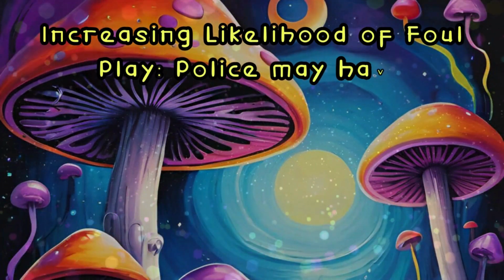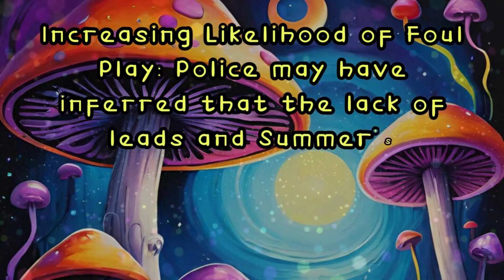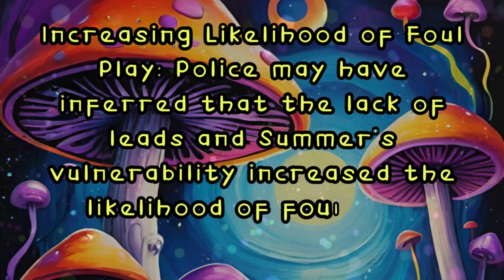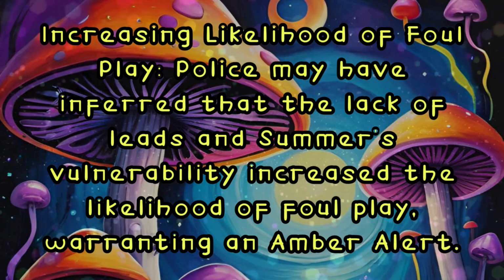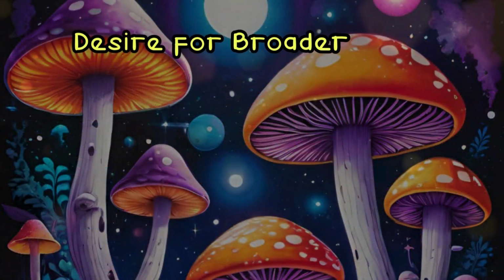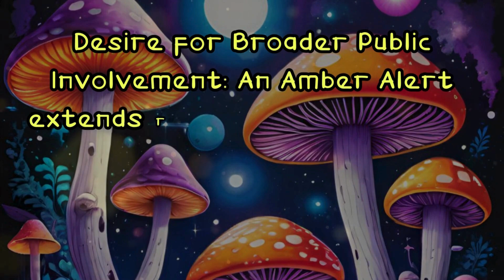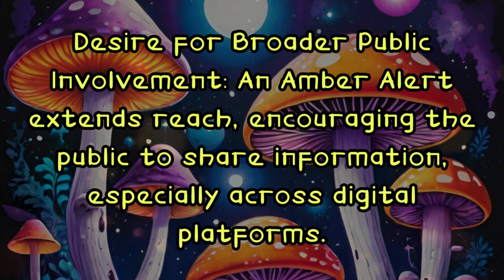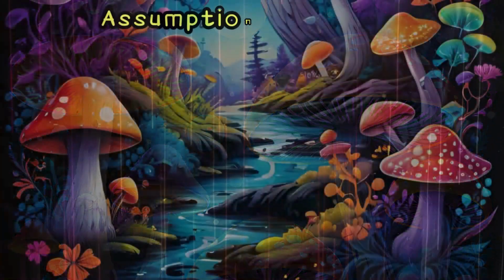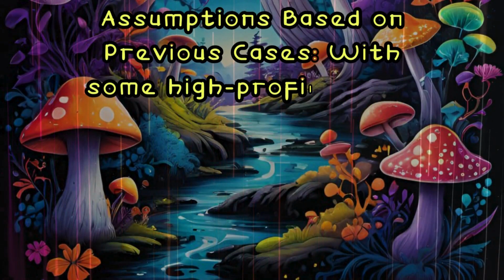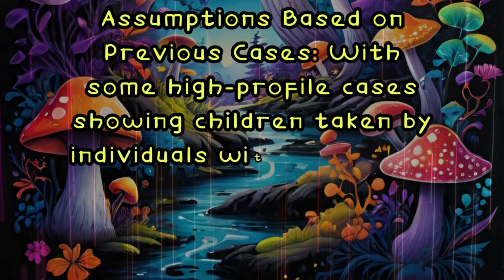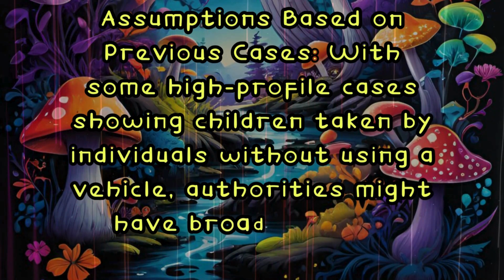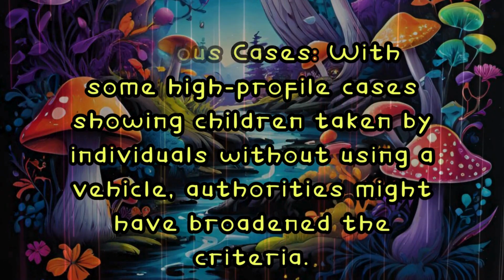Increasing likelihood of foul play. Police may have inferred that the lack of leads and Summer's vulnerability increased the likelihood of foul play, warranting an Amber Alert. Desire for broader public involvement. An Amber Alert extends reach, encouraging the public to share information, especially across digital platforms. Assumptions based on previous cases. With some high-profile cases showing children taken by individuals without using a vehicle, authorities might have broadened the criteria.